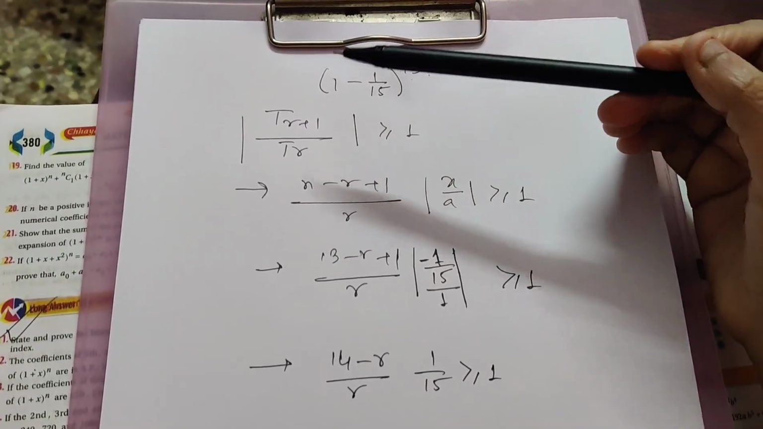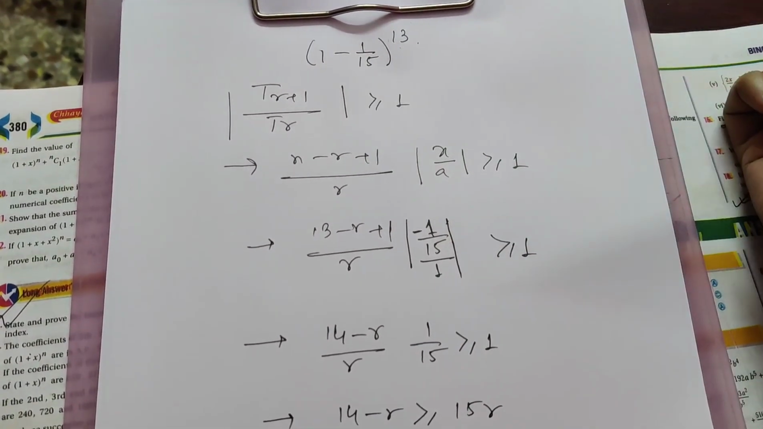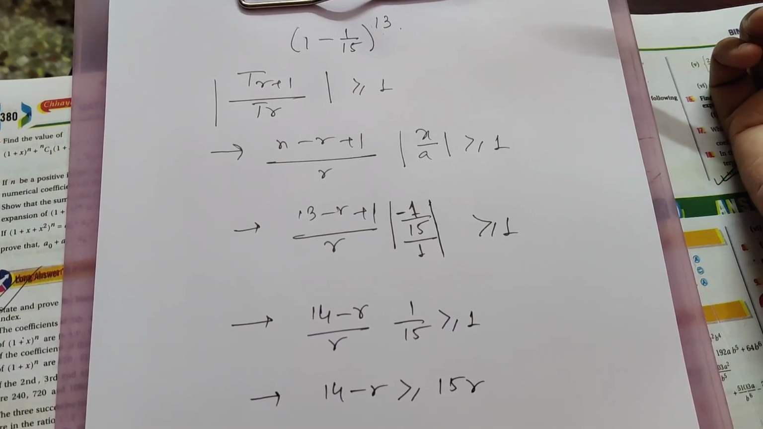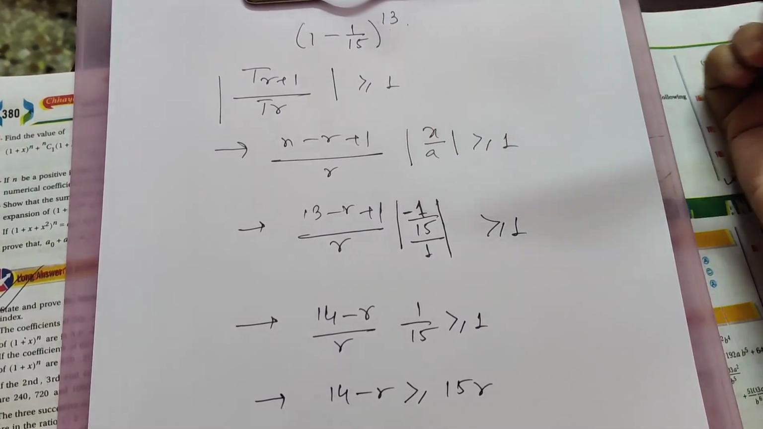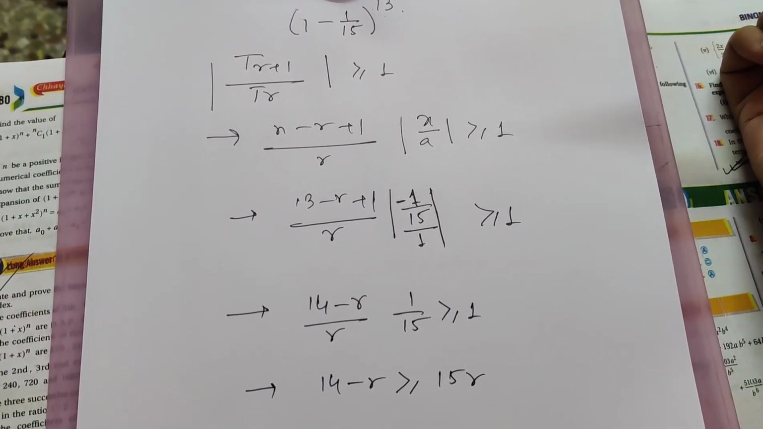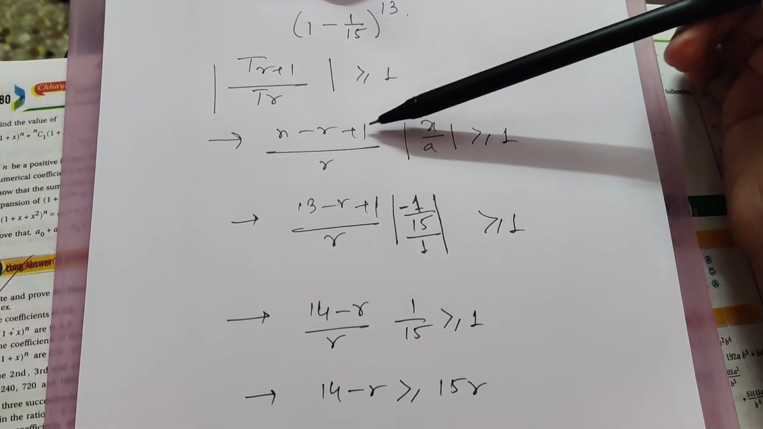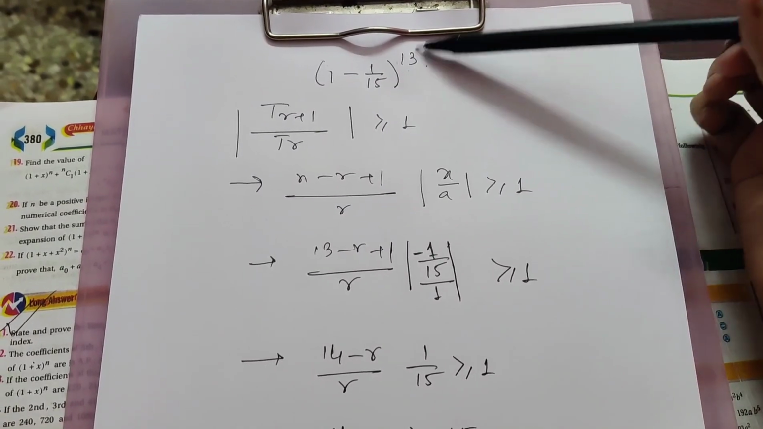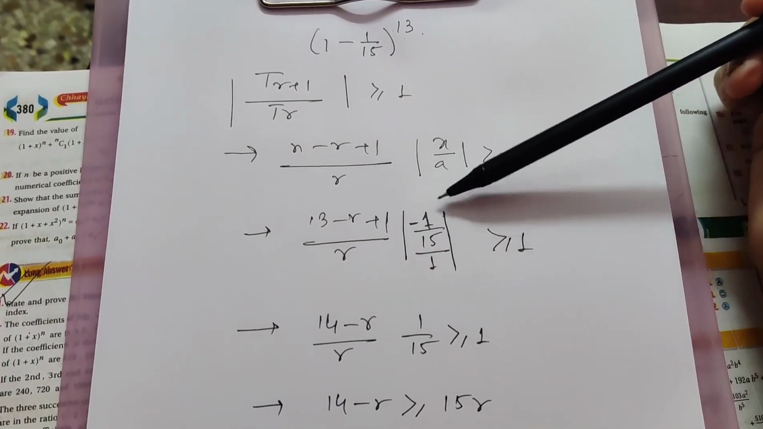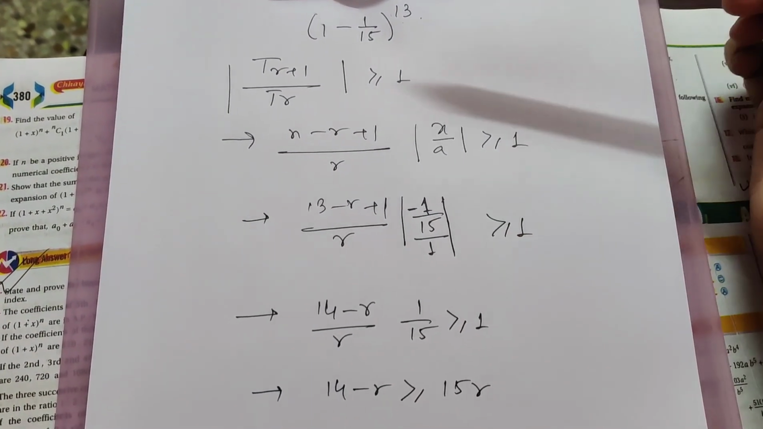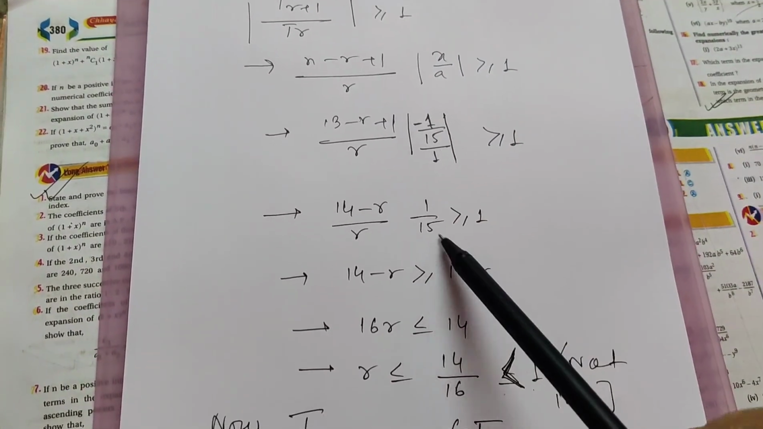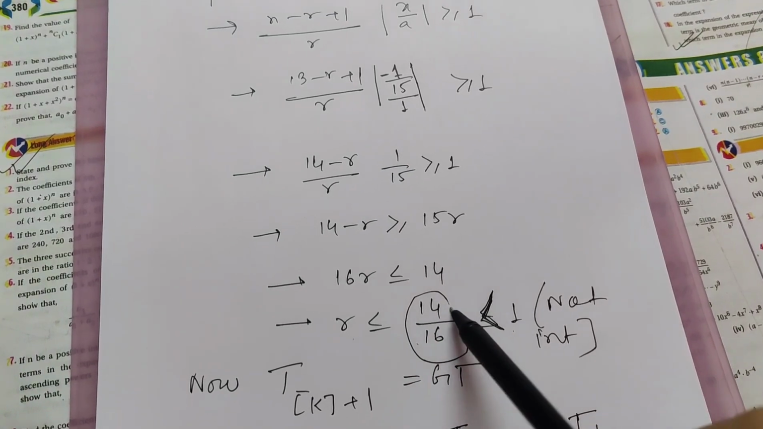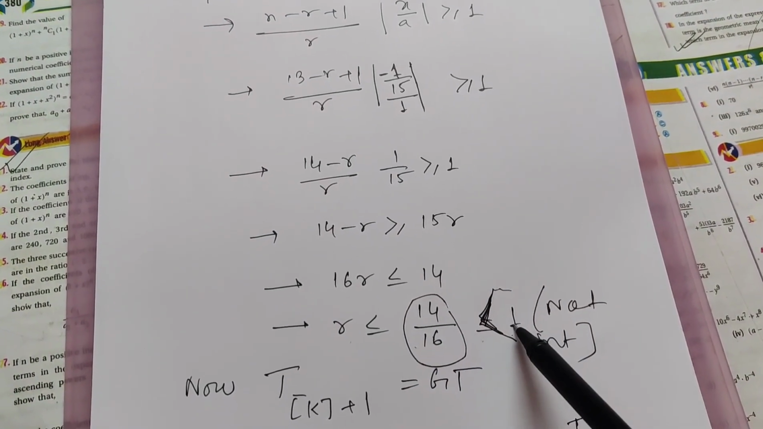So what we did, we put the formula mod of tr plus 1 by tr greater than or equal to 1. Now I have shown you how we get this ncr by ncr minus 1. You know the formula. Now putting the value of x, here x is minus 1 by 15, so using the modulus sign we have removed the minus. Here the solution is r is less than or equal to 14 by 16, which is quite obvious, less than 1.